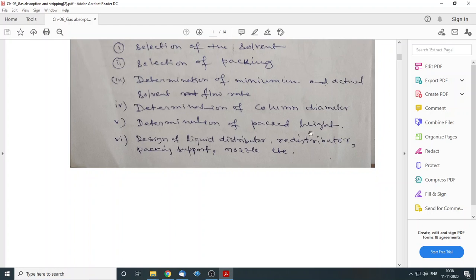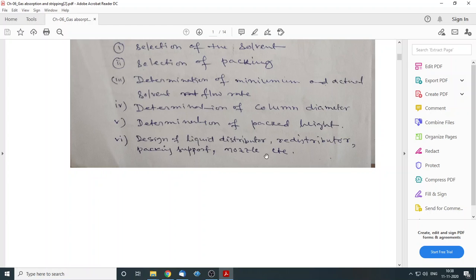So today what we'll do is determination of the packed height. If the diameter is known and we can calculate the height of the column, that means I have done this job. After that comes design of liquid distributor, redistributor, packing support, nozzles, etc. These are the mechanical parts of the design.